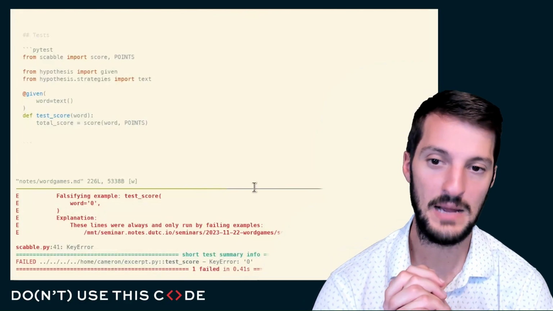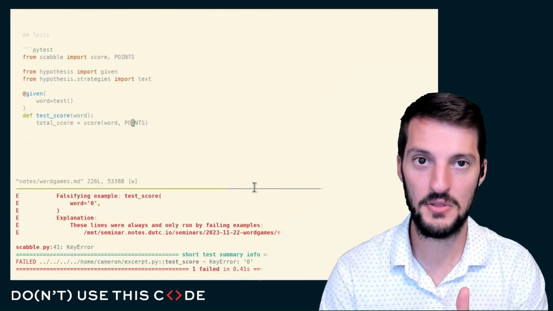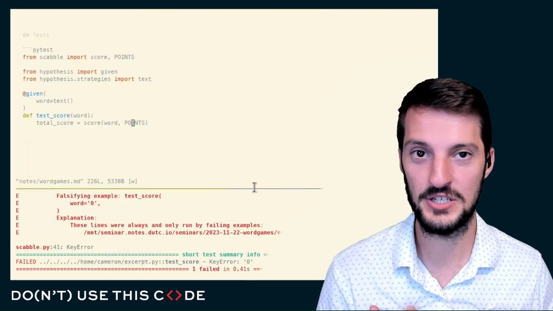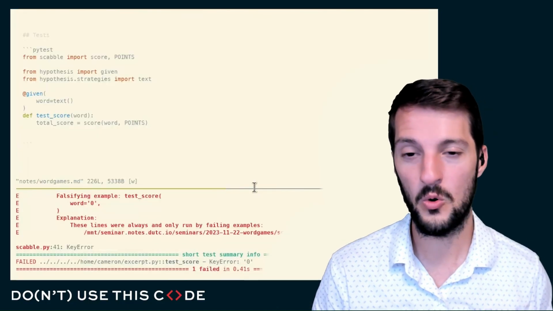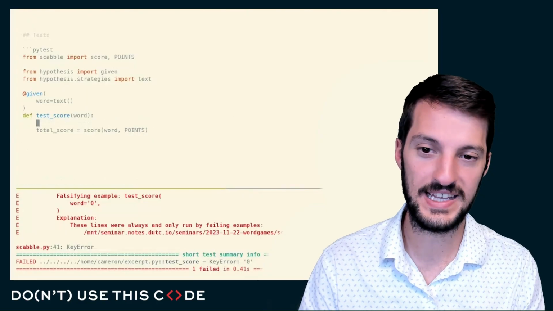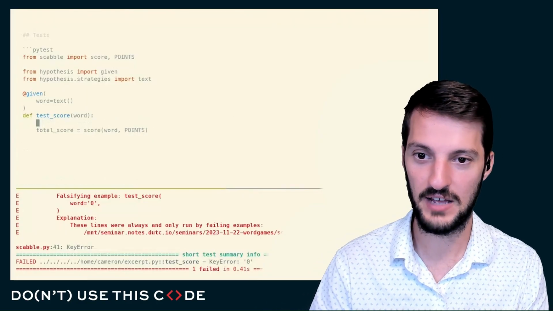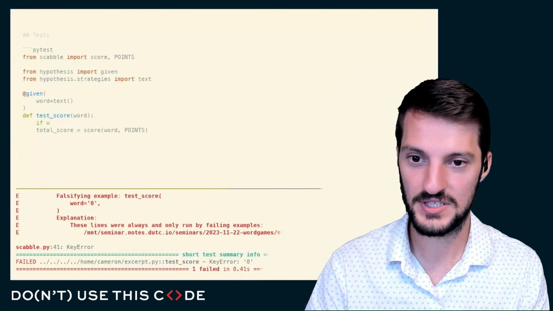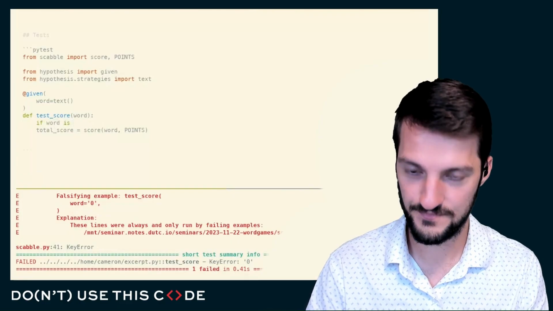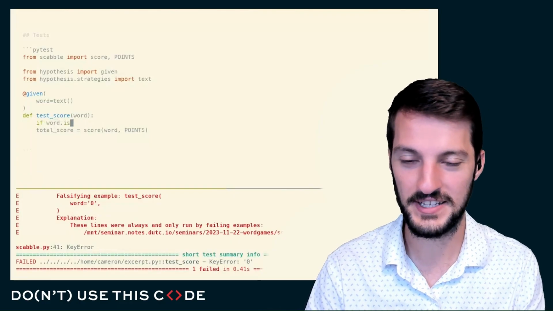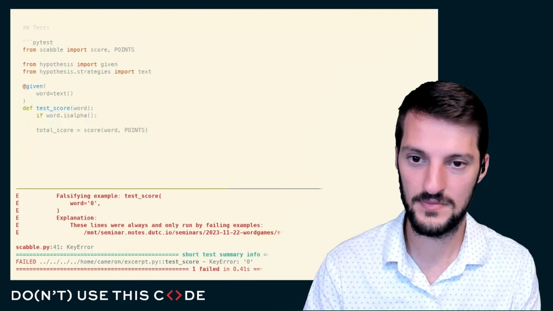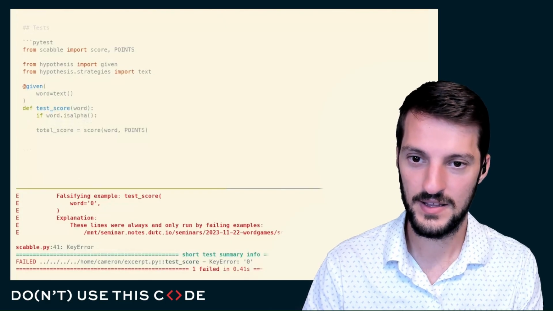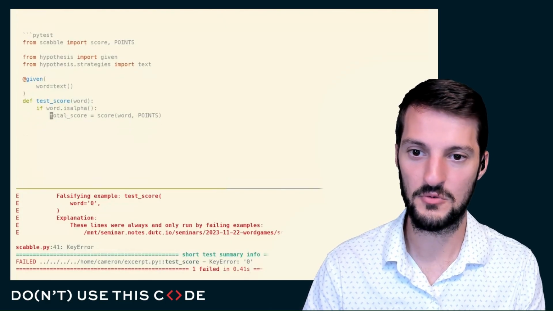We have two options here. We can either narrow the test till it matches what we know that it should be inputting, or we can catch this. We can have a branching piece of logic here. We can say if word dot is alpha, then we'll score our word.